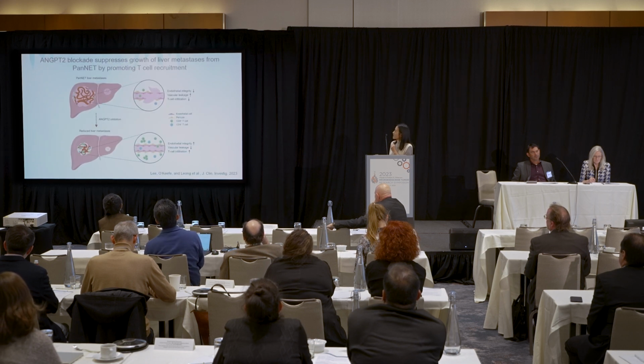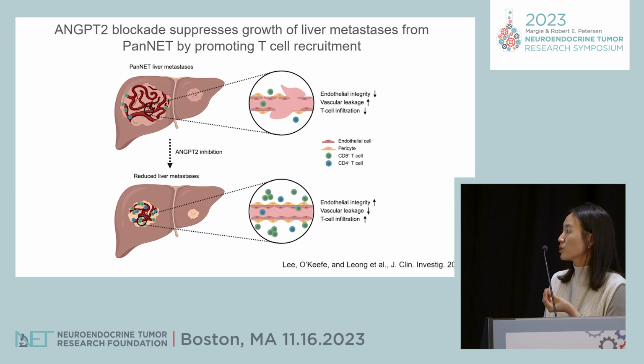So I hope we convinced you that this angiopoietin 2 blockade suppresses the growth of liver metastasis from pancreatic neuroendocrine tumors by promoting T cell recruitment, which was accompanied with improved vascular integrity. And this recent work was just published last month.